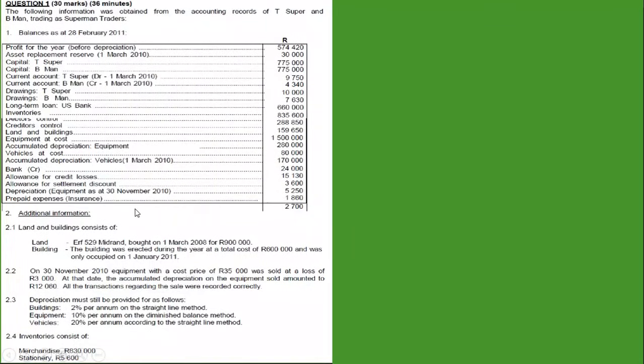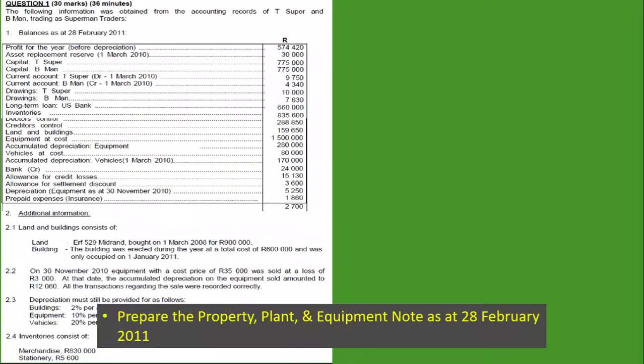And we are also given additional information down here, which will be very important and key when we are doing the PPE note. Another thing that we need to pay very careful attention to is the dates that we are given. Here we are given the balances as of 28 February 2011, and we are also given dates in additional information. So we need to pay very careful attention to that if we're going to do the PPE note correctly. So here's the requirement. We are asked to prepare the property, plant and equipment note as of 28 February 2011.